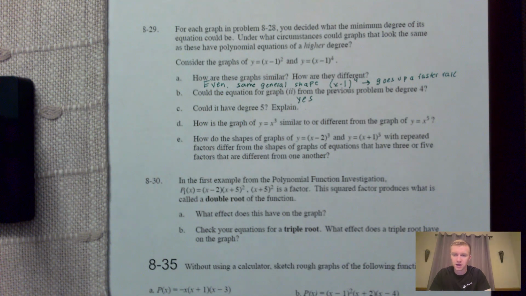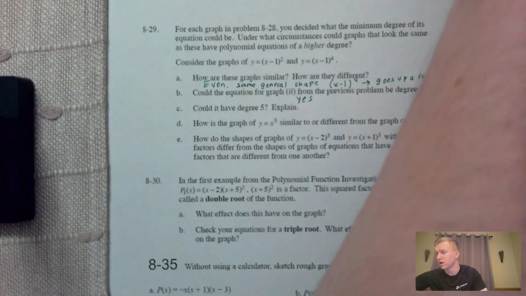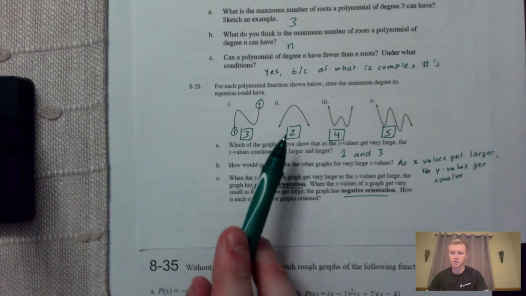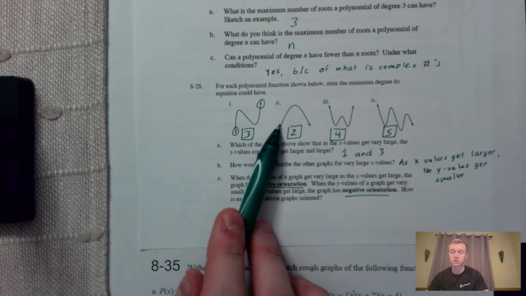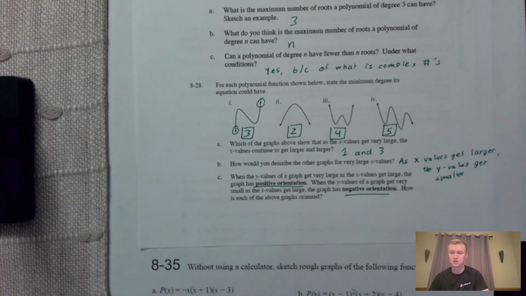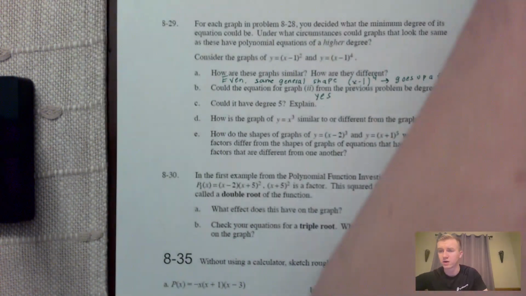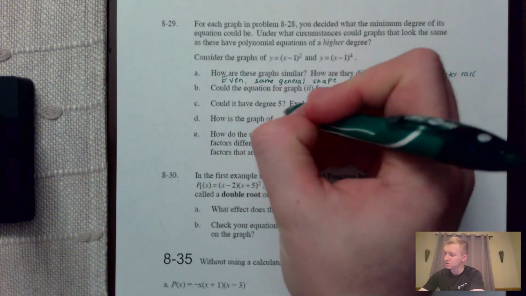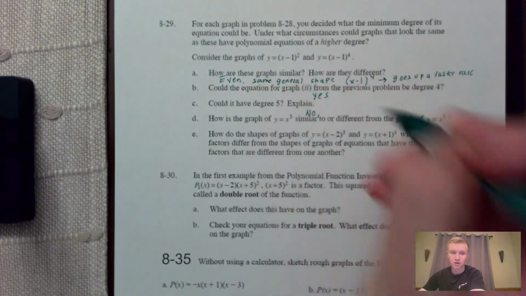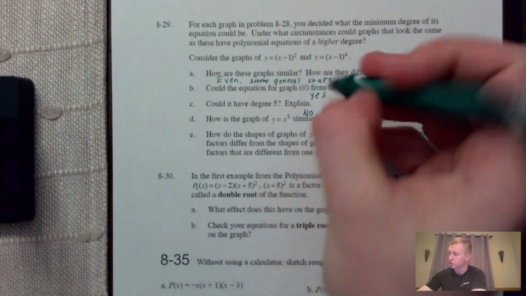And then for letter C, could it have been a 5th degree? Well, in this case, no, because if we look at number 2 here, this one right here, they end on opposite sides, or excuse me, on the same side. So therefore, it guarantees it's an even function no matter what. So again, it could not have a 5th degree. In this case, it's a no, because it would be an even function.